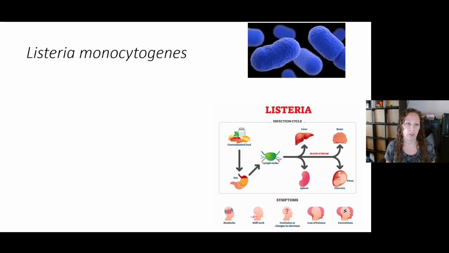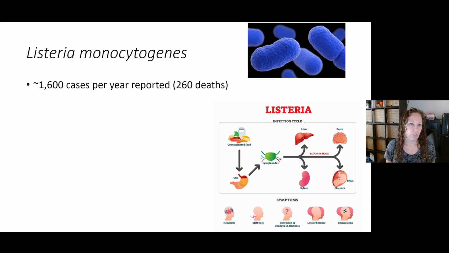So the first one we'll cover is Listeria monocytogenes. For this one, only about 1,600 cases per year are reported. Of that, it's a substantial number that die. I mean, more than 10%, 260 deaths per year. And we'll get to why it's really a big focus.